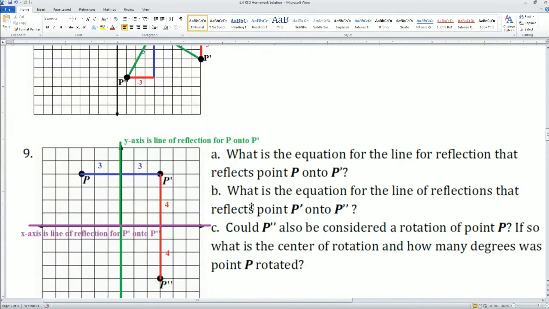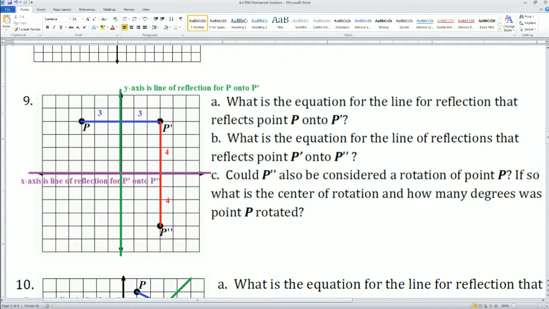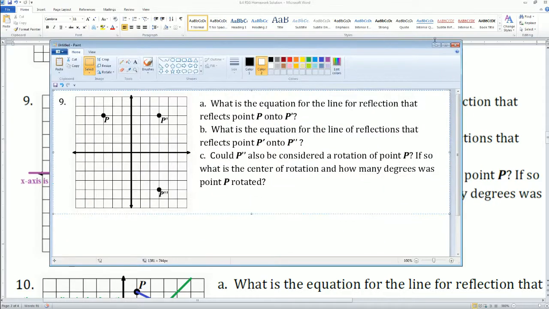Alright, let's look at 9. I'm going to do 9 from scratch so you could see me do the problem. Give me a moment while I set up paint. Okay, paint's almost set up. Alright, so we have paint here.